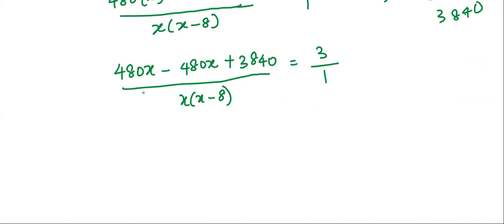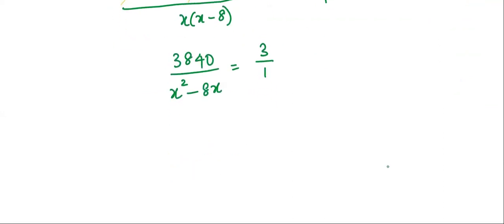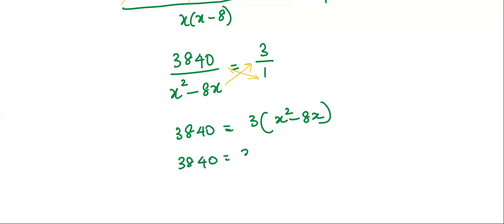Next step is that we can cancel out the positive 480x and negative 480x. And what is remaining now? So 3840 by x square minus 8x is equal to 3 over 1. Now we will do cross multiplication. So now this will become 3840, which is equal to 3 into x square minus 8x. Then again removing the bracket, so this will become 3840, which is equal to 3x square minus 24x.